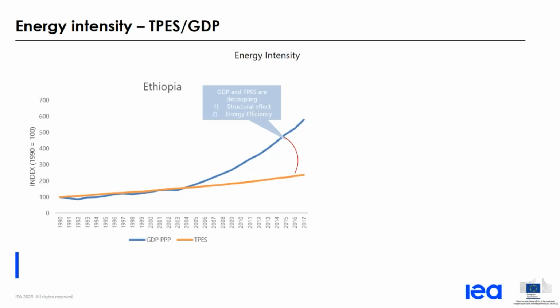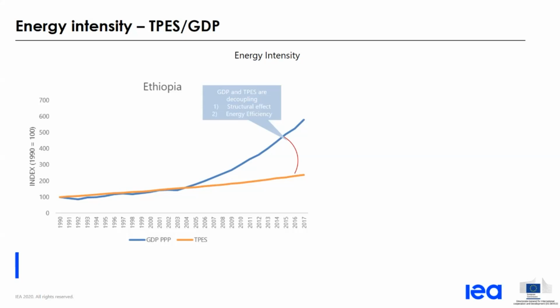So in physical terms, to produce, for example, a ton of steel, you require less energy because you improve the technical efficiency of your steel production assets. So you require less energy to produce your product that then will be sold and will generate an economic output. So these are the main 2 reasons why TPS, so total primary energy supply, and GDP can decouple.